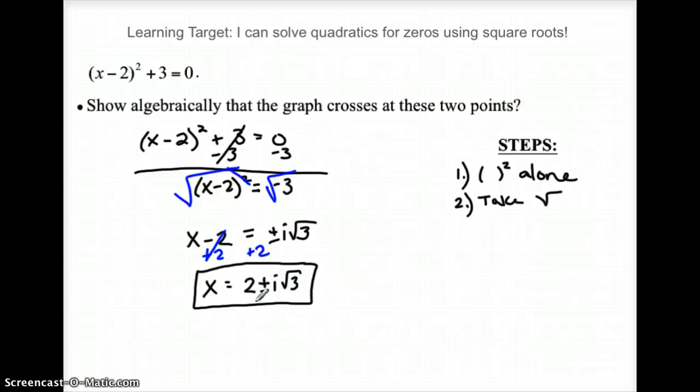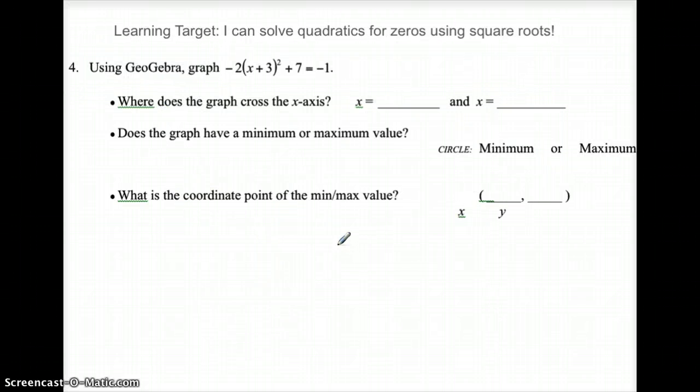But now what's different about this solution that makes my graph not cross the axis? It's because it's imaginary, okay? So that means this graph has no real roots because the roots are imaginary, and that's why our graph didn't cross the x-axis, because the roots were not real. I think I've got one more to show you.